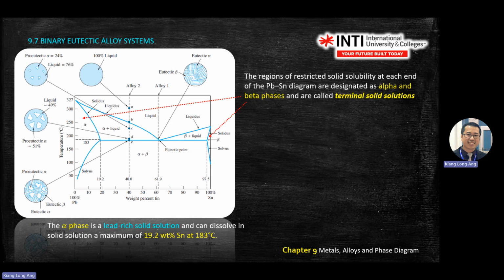So the alpha phase is a lead rich solid and can dissolve in solid solution a maximum of 19.2% Sn at 183 degrees C. You should be able to understand this statement. The maximum solubility of Sn in alpha is 19.2%. It means you are able to dissolve your tin only up to 19.2% at this point, at 183 degrees C.